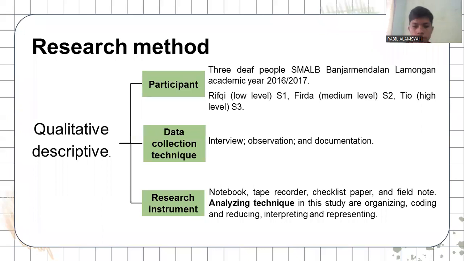And research instruments in this study are a notebook to write about the interview in progress. It also can be used a tape recorder to record what was discussed with the informant, checklist paper, and a field note. Analyzing techniques in this study are organizing, coding and reducing, interpreting, and the last one, representing.